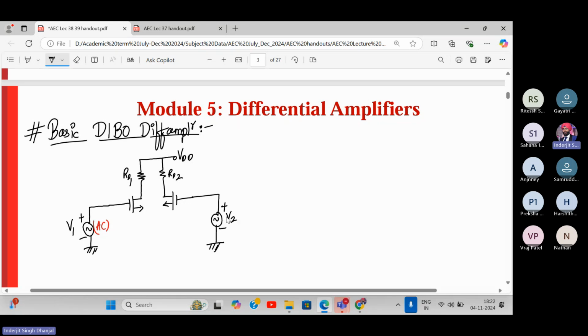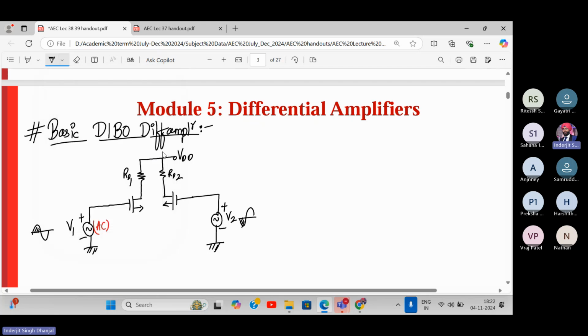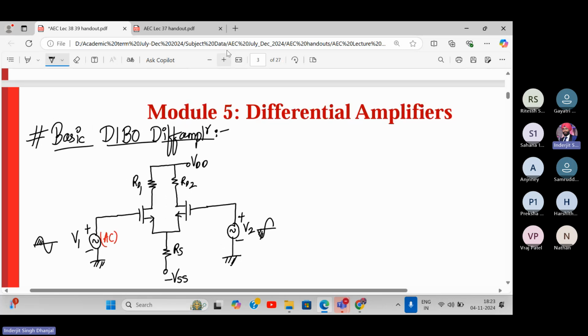We have seen how the two inputs can be differential: they can be of the same magnitude but out of phase, like this. They are out of phase signals. Both the source terminals are tied together to a common resistor, which we call RS, and it goes to a negative supply, minus VSS. I hope it is visible now.